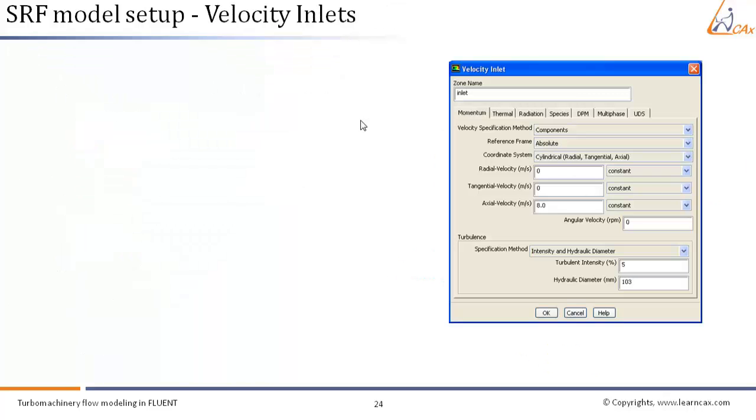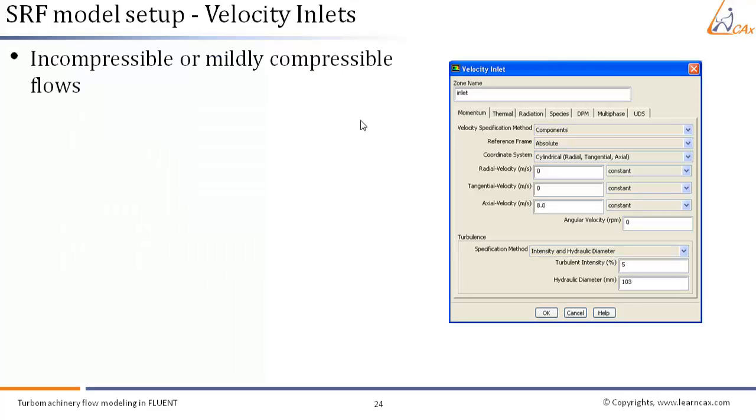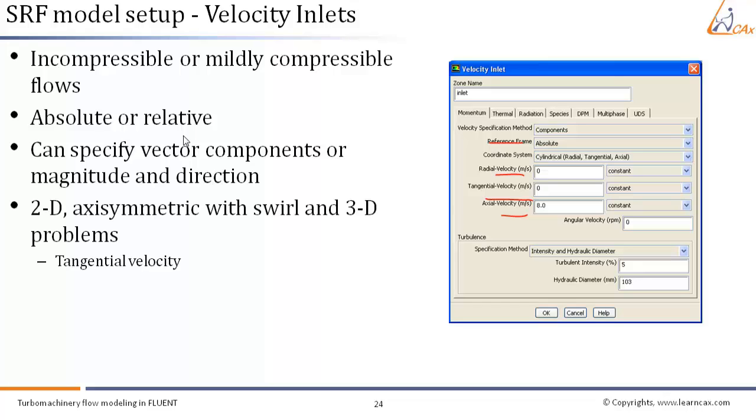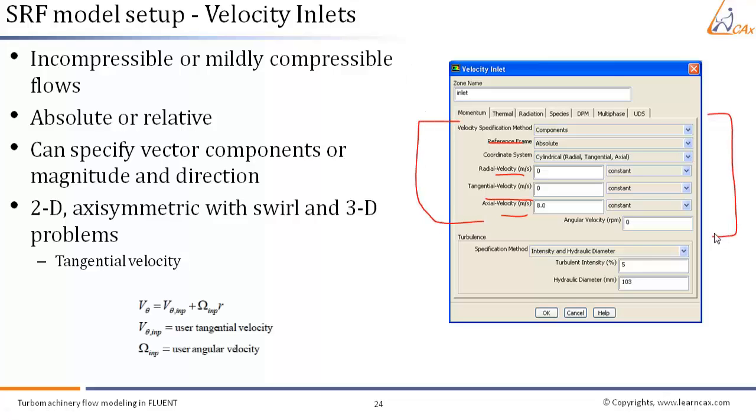The velocity inlet boundary condition is used for incompressible or mildly compressible flows. When the inlet velocity is known, we can specify the absolute or relative velocity using the reference frame option. So here we select the reference frame option, and here we give the velocity components. We can specify vector components or magnitude and direction in Cartesian or cylindrical coordinates. For 2D axisymmetric problems with swirl and 3D problems, we can specify tangential velocity also. All these inputs come in the momentum tab of the velocity boundary condition.